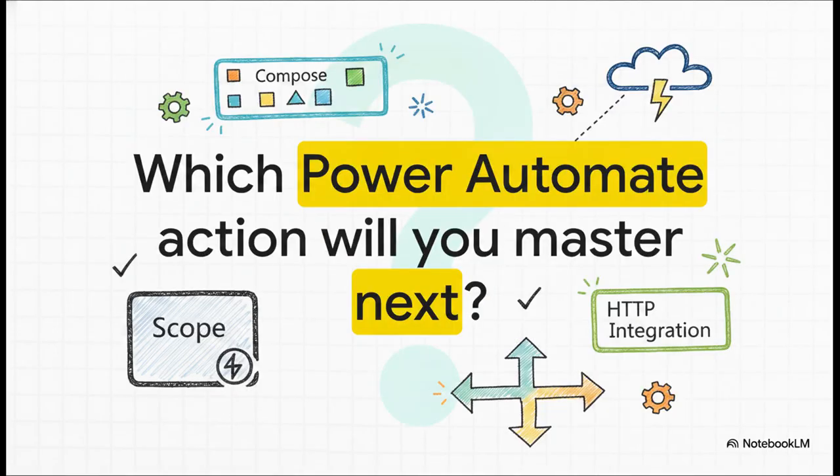So as we conclude this explainer, I want to leave you with a challenge. Look at your own projects. Which Power Automate action are you going to master next? Will you finally implement Scope for error handling? Will you leverage Compose for better debugging? Or maybe you're ready to tackle HTTP integrations. Take these building blocks, apply them to your next big project, and watch your automations transform.